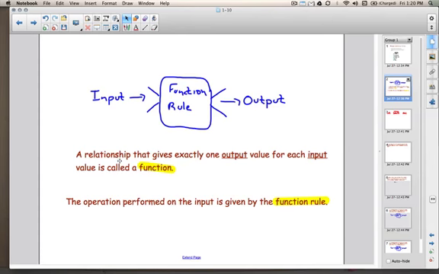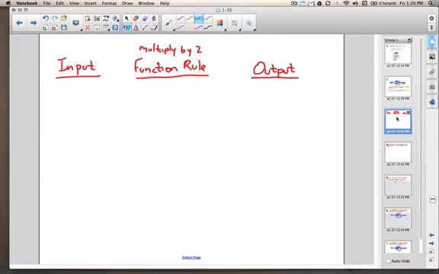So what it says is a relationship that gives exactly one output value for each input value is called a function. So every time you put one number in here, I'm going to get exactly one number out here after I've applied whatever function rule I'm going to have. And the operation performed on the input is given by the function rule. So this is the operation here, the thing that I'm going to do, add 4, multiply by 10, that is known as the function rule here in the middle. You put a number in, you apply the function rule, you get a number out. So let's put this to practice a little bit.